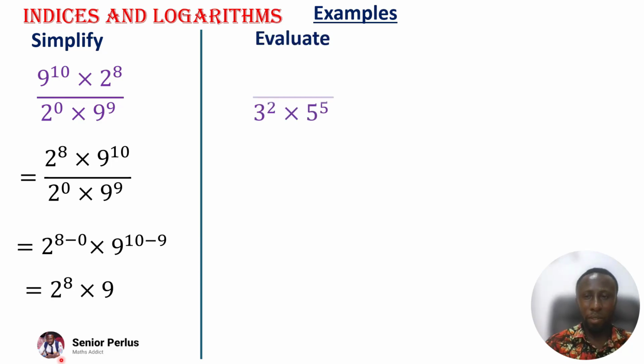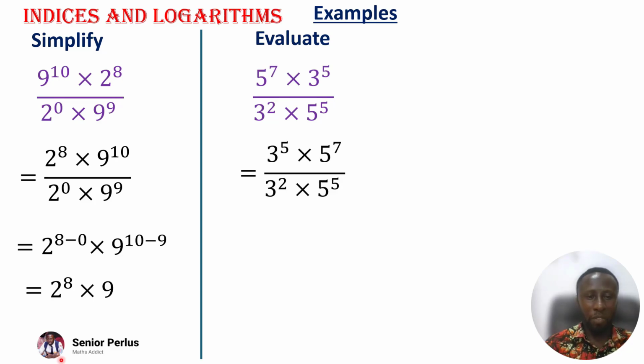Evaluate this. Good. So let me rearrange them very nicely. Okay, so then I can apply the law. So still I will use the quotient law. There's 3 to the power 5 and 3 to the power 2. So I just maintain one of the 3, then subtract the powers. The same applies to the 5. Very good. So therefore our answer is this.